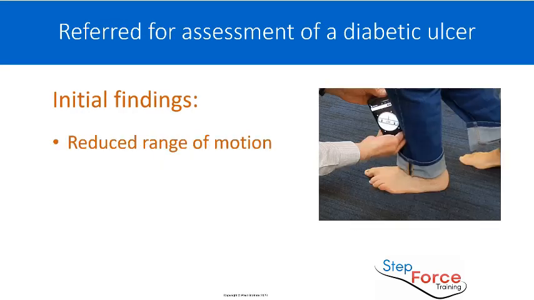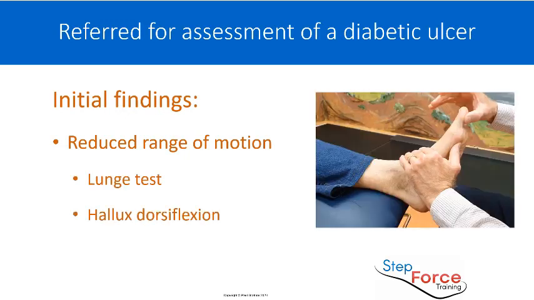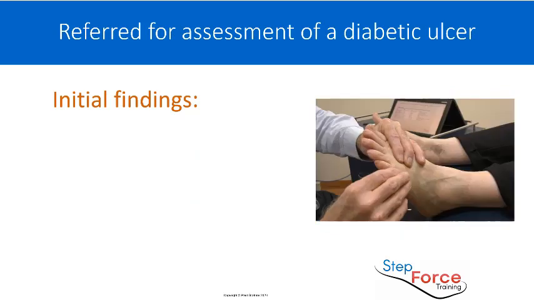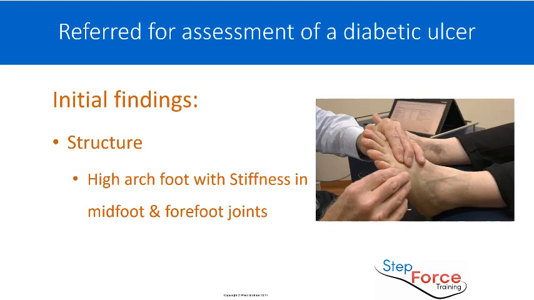His lunge test and hallux dorsiflexion show reduced range of motion. Structurally, he has a high arch foot with stiffness through the midfoot and forefoot joints. And the third MTP joint is plantar flexed in relation to the other MTP joints and is prominent.